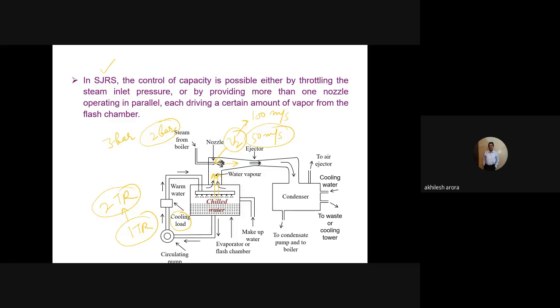So this lower temperature of the water will be able to take care of this increased load. Or if you want, there is some other system: you can go for more number of nozzles here. It's a single nozzle, but you can go for more nozzles. There may be 2, 3, or 4 nozzles in parallel. And once more steam is passing through the nozzles, more vapor will be entrained from the flash chamber, and that is how we can take care of the cooling load. This is how we can change the cooling load.